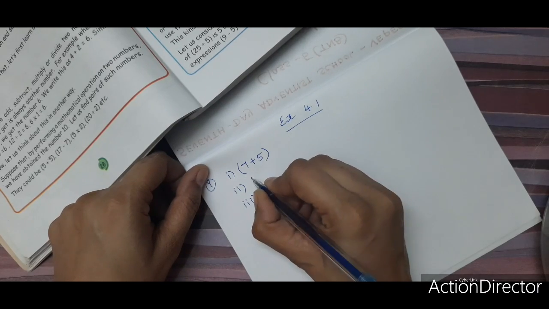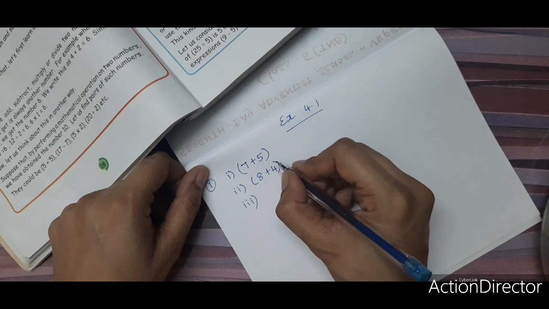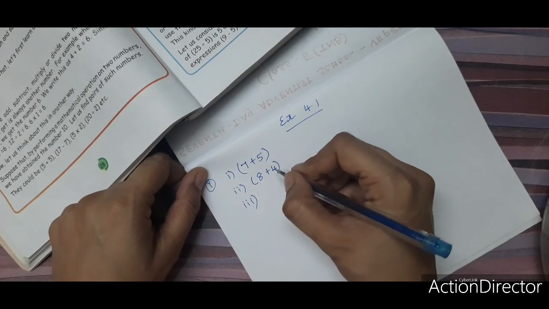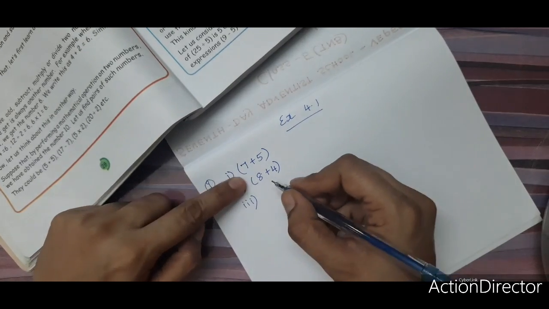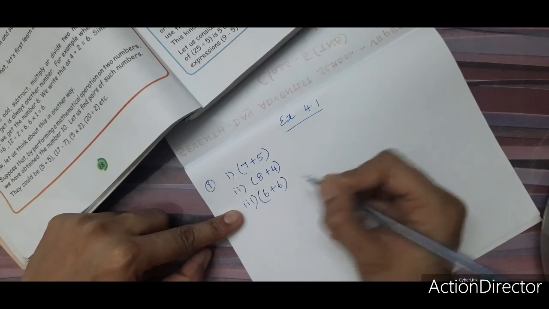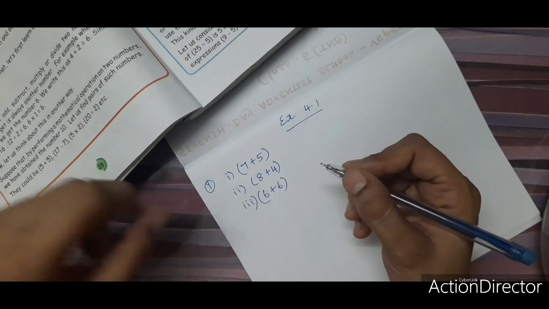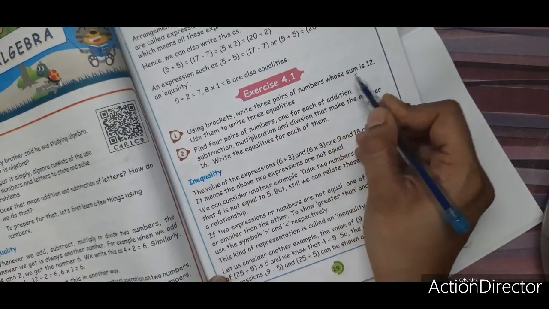Next another pair 8 plus 4. இதுதான் எடுக்கணும்னு கிடையாது, நம்ம எது வேணா எடுக்கலாம் as you wish. So simply I am taking this number. Okay, so 8 plus 4 is again 12. So 2 pairs முடிஞ்சாச்சு. அடுத்த pair is 6 plus 6. 6 plus 6 also 12. So நம்ம first question முடிச்சாச்சு. That is write 3 pairs of number whose sum is 12.